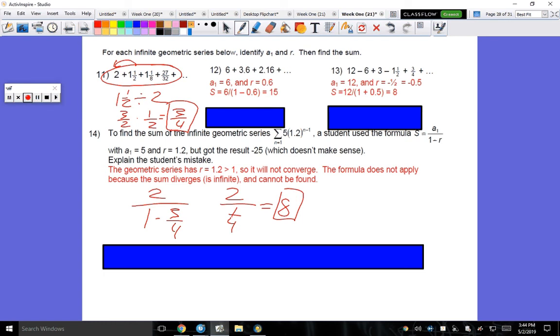Okay? So last thing right here. The geometric series has R 1.2, which is bigger than 1, so it will not converge. The formula does not apply because the sum diverges. Okay? And it can't be found.